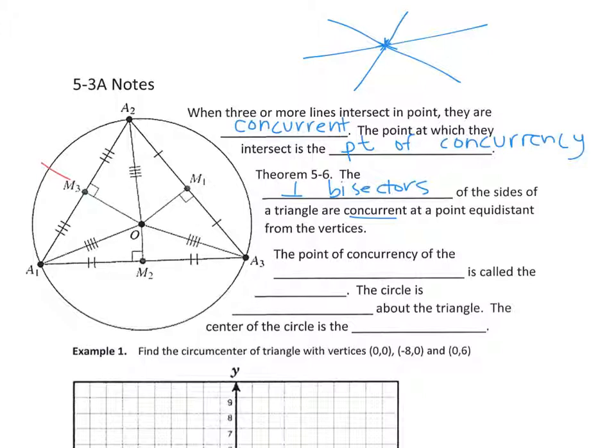So if I extend these lines right here, the point at which they connect is right there. When it reads at a point equidistant from the vertices, it means that all three of these segments are the same, equidistant from the vertices. The point of concurrency of the perpendicular bisectors is called the circumcenter.